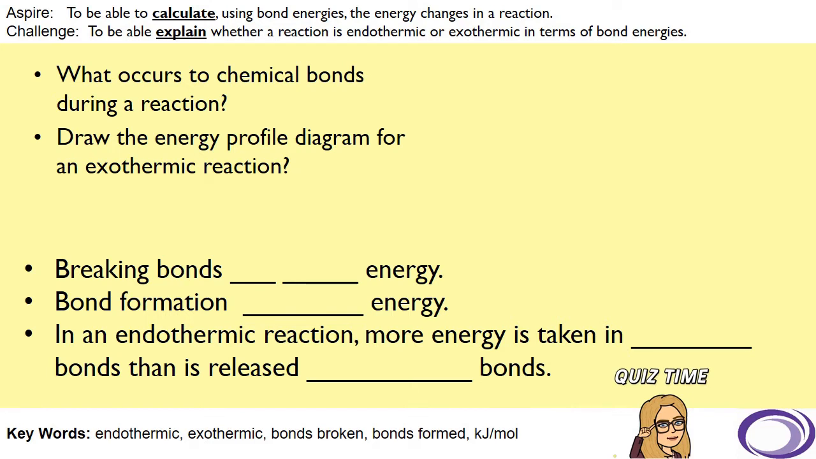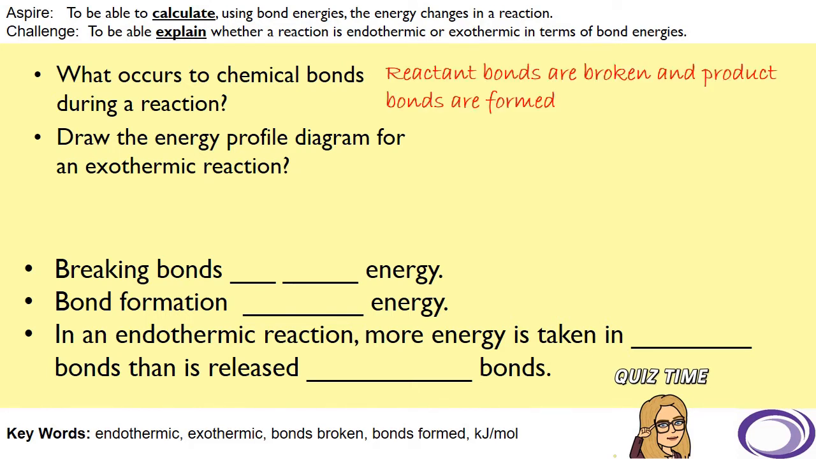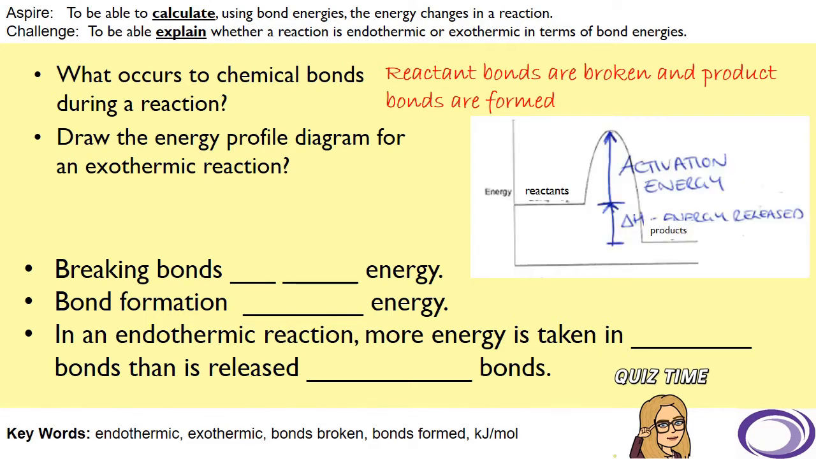Okay, so chemical bonds: during a reaction, the reactant bonds are broken and the product bonds are formed. The energy profile for an exothermic reaction, I've just placed that on the screen. Remember, when you are labelling things like the activation energy, you've got to label the height of the hump, not just the hump. And the energy released is the difference in level between the reactants and products. Breaking bonds takes in energy and bond formation releases energy. And in an endothermic reaction, more energy is taken in breaking bonds than is released in making bonds.